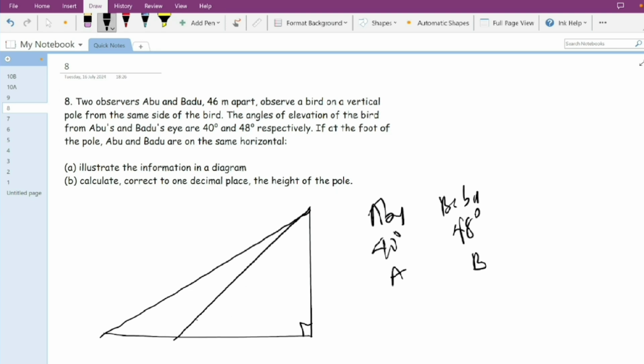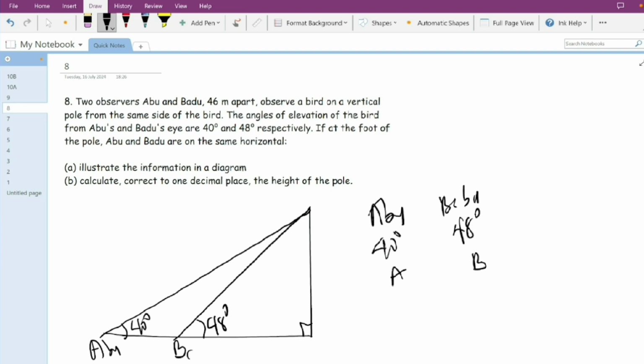So we have this angle to be 48 degrees. The closer you are to the vertical pole, the bigger the angle. So it's going up and it gets to 90 here. As you are going closer, it gets to 90 here. So this one is 48, which is Badu, which is B. And Abu, which is behind, is 40 degrees. So we have this other angle as 40 for Abu, which is A.